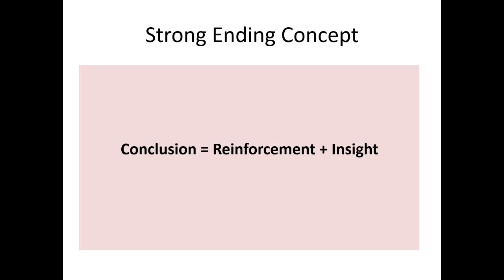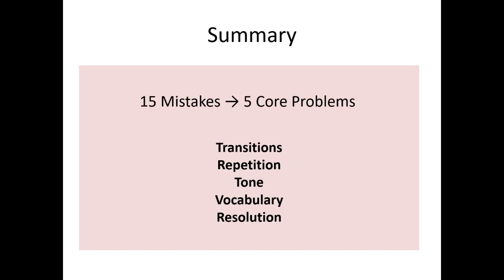High-scoring conclusions do 2 things. First, they restate the position clearly, and they show a broader implication or a long-term impact. All 15 mistakes come from 5 core weaknesses: transitions, repetition, tone, vocabulary, resolution. Fix these and your score will immediately improve.